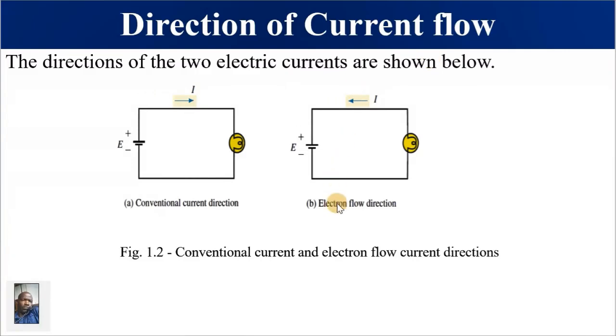For the electron flow direction, it is from the negative terminal of the battery through the load and to the positive terminal of the applied voltage. That is what we mean by the two types of currents, the conventional current flow as well as the electron current flow. And we'll be using this.